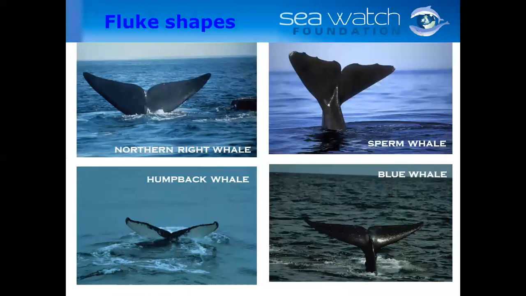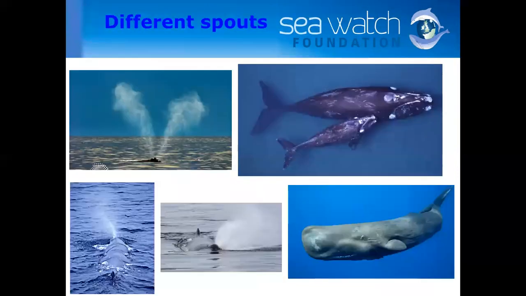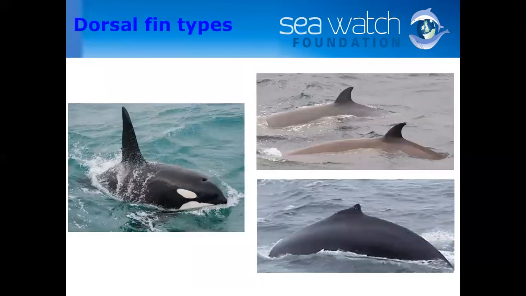Flukes are also very different. If that's all you get to see, take a look at flukes, because it's easy to distinguish whales when you see their flukes, when they're going down for a dive. Different spouts: right whales have a twin spout. Sperm whales will have one going to the left.